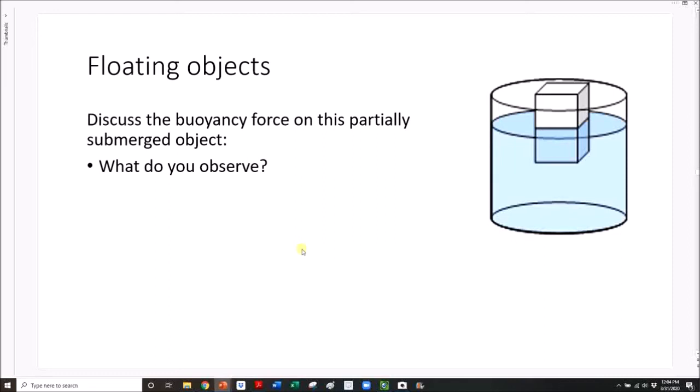Discuss the buoyancy force on this partially submerged object. What do you observe? Actually, why don't you pause the video and see if you can write down everything you observe and what you know to be true.